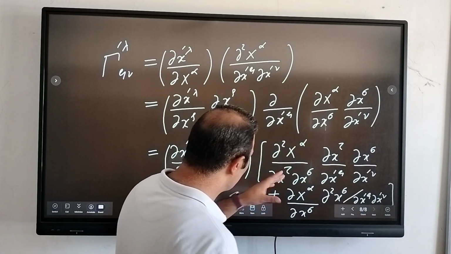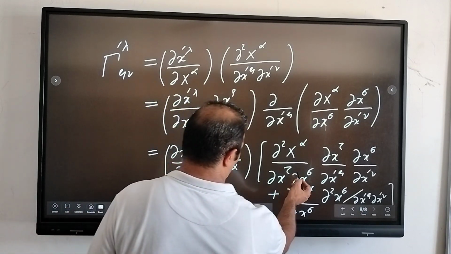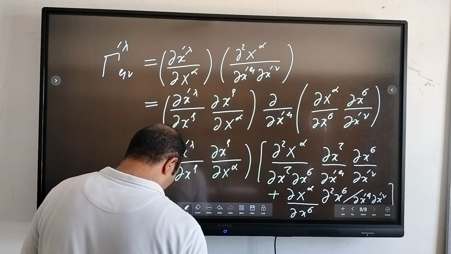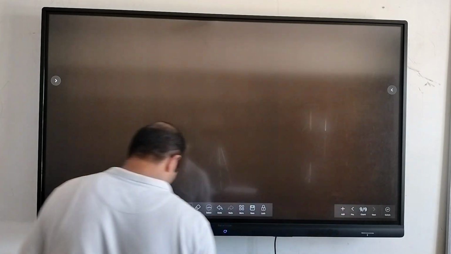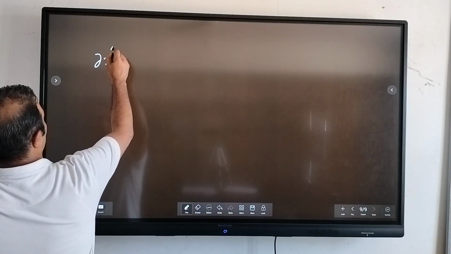Okay, so let us rewrite this step. We have two steps. So this term is this and this term is this thing, right? So we can rewrite this as, let us write the first term. So the first term is partial x prime lambda.